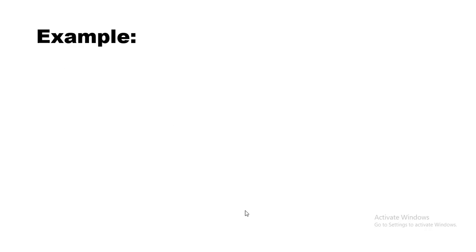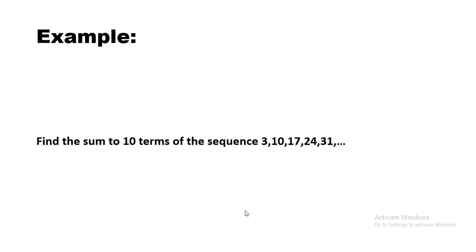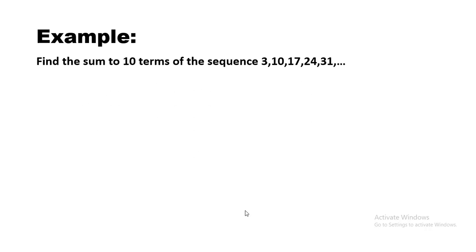So let's get started. Okay, so the example out here is: find the sum to 10 terms of the sequence 3, 10, 17, 24 and 31. Now you can verify that the common difference between successive terms is the same throughout the sequence, that is 10 minus 3, 17 minus 10, 24 minus 17 and 31 minus 24. They are all the same, that is 7.